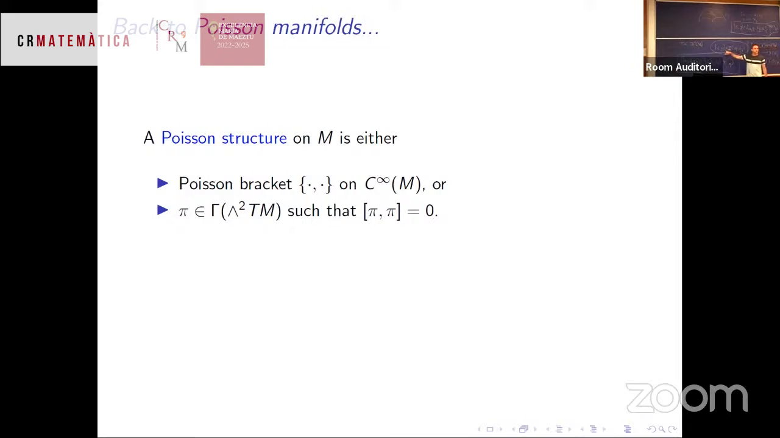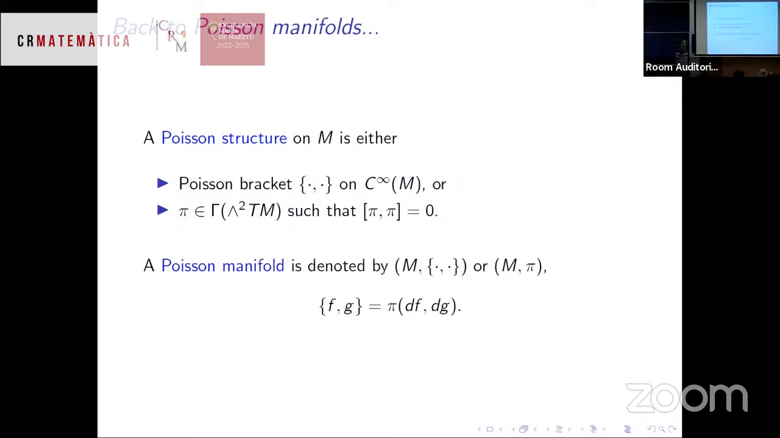Okay, so that's the summary of this first 20 minutes. We have two viewpoints, which are equally important. One might be more convenient if you have a more algebraic mind. For example, this makes sense if you replace smooth functions of M by any commutative algebra, so you can talk about Poisson algebras, for example. Anyway.